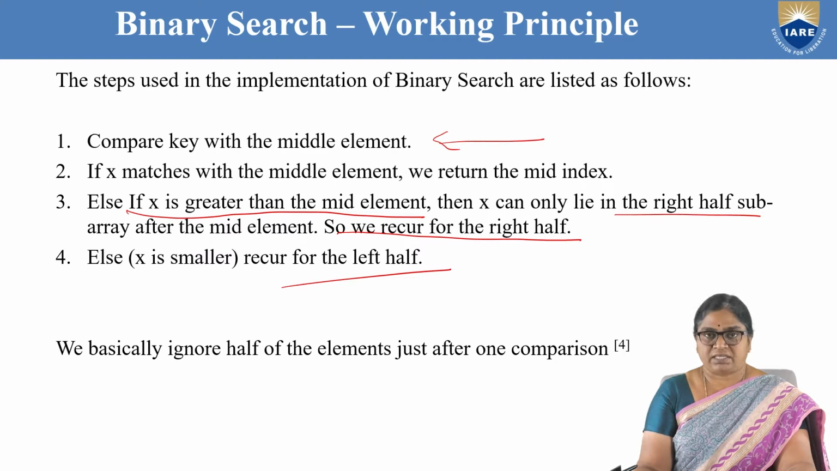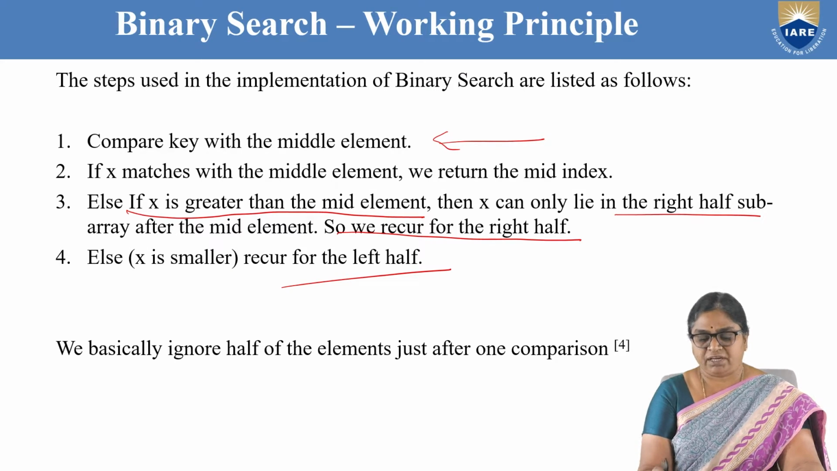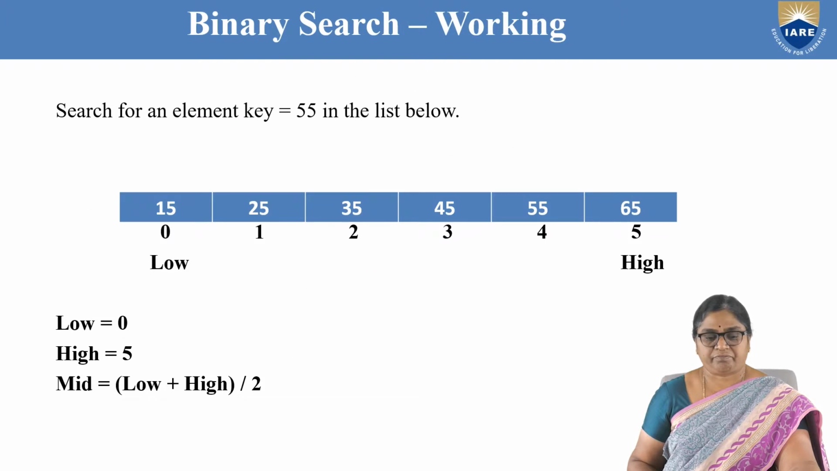Otherwise, we exhaust the list when low becomes greater than high. So, we basically ignore half of the elements just after one comparison. This really boosts up the time complexity. It reduces the time complexity so that it can be applied on any sorted list or sorted elements, and it increases the efficiency of the algorithm.